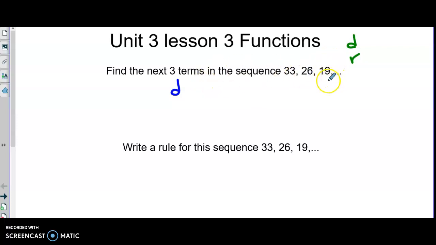Now remember, difference in math means subtract. So you're going to start at the last number you have and you're going to subtract. So I'm going to do 19 minus 26 in my calculator. And then I'm going to keep going. So 26 minus 33. And I'm going to see if that equals the same number every time. So let's go do that in Desmos.